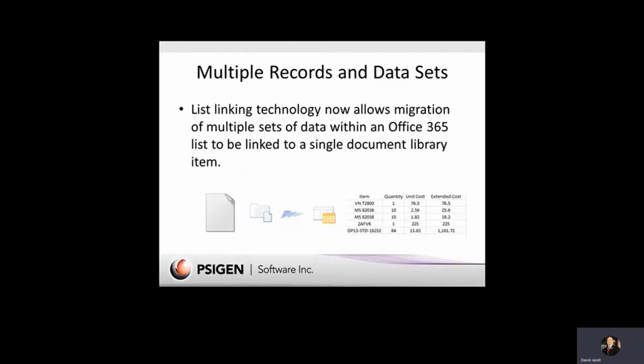Another example might be a check that pays multiple invoices, where you would have multiple invoice numbers in a list that link back to that original document. So we've created this link between lists and libraries, which is a first out there within the industry.